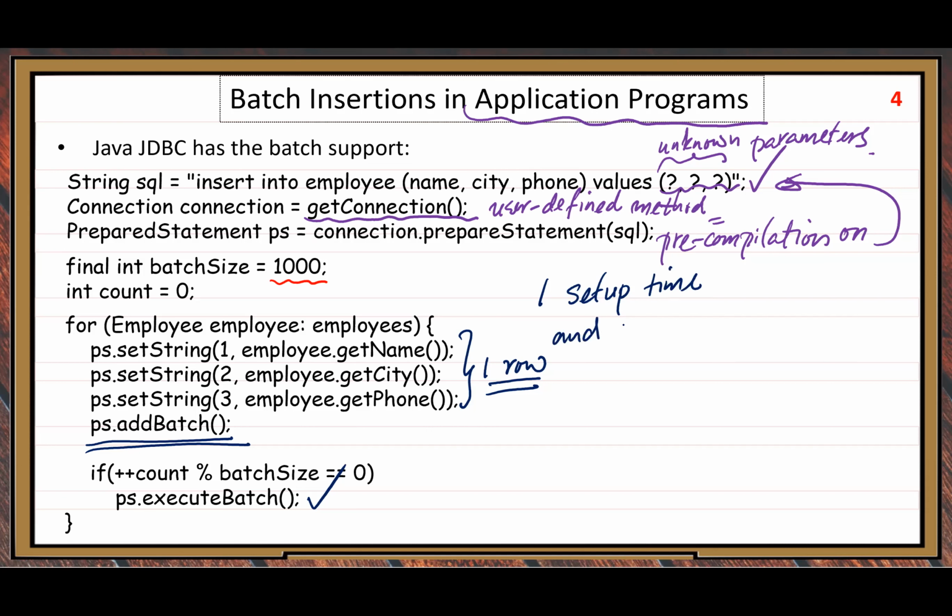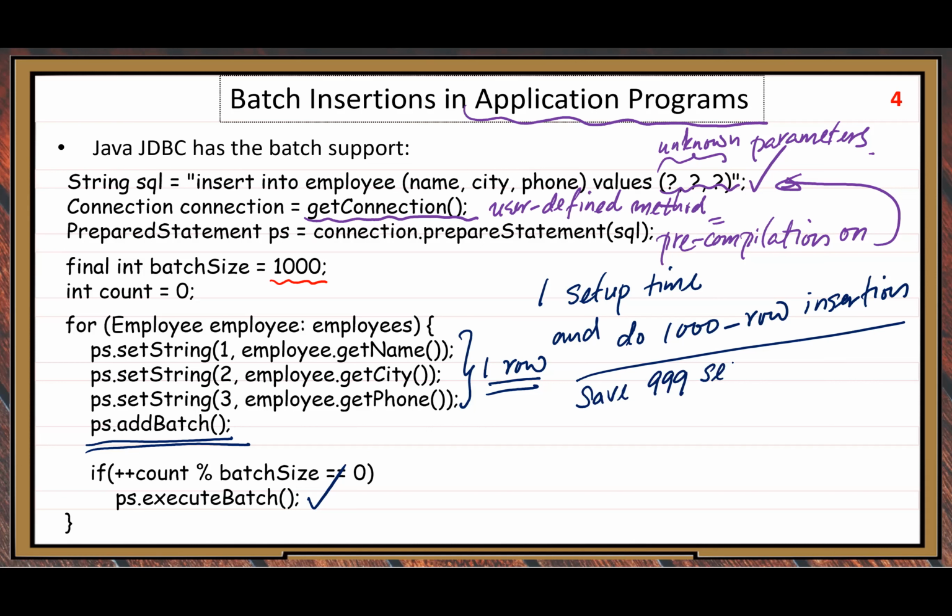And do 1,000 row insertion in this batch. You can see you save 999 setup time. How about that? Setup time. Think about that. Quite a lot. You save. So that's the reason.